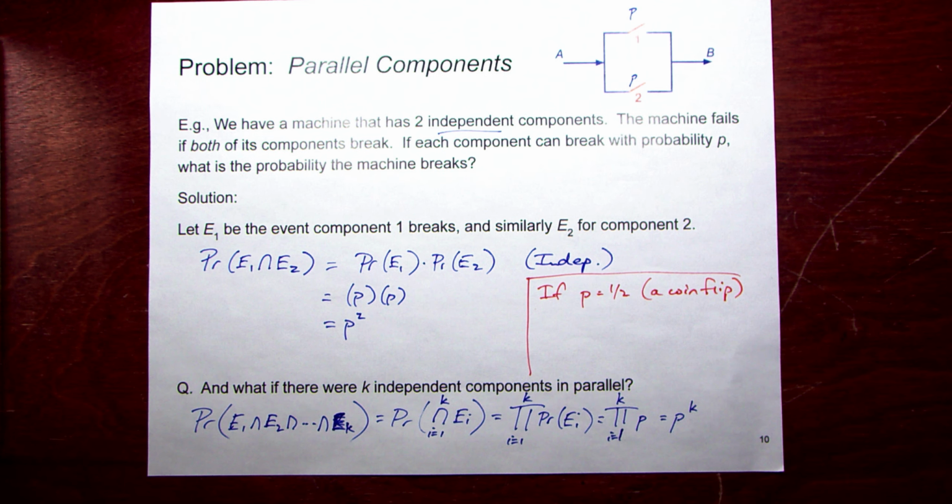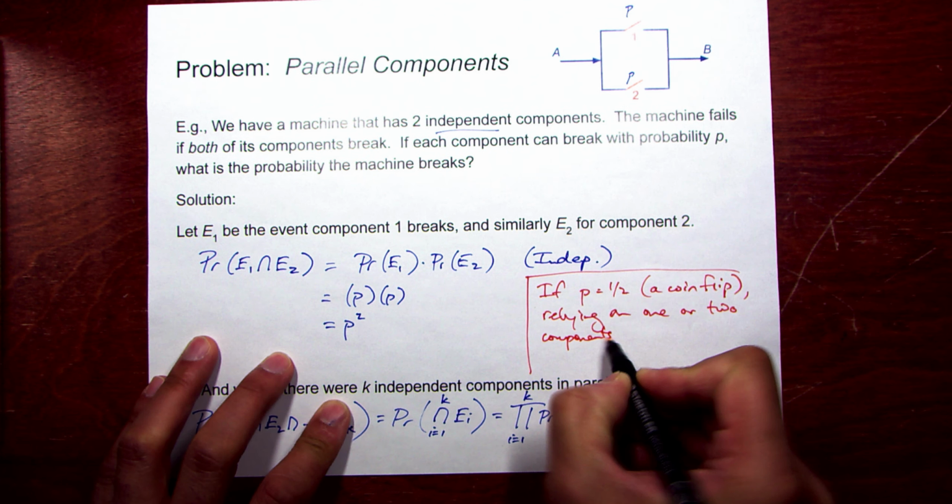You would probably not rely on one coin flip for your system to be reliable, right? And you might not even be happy with two coin flips, right? You have to lose both coin flips to lose, and that's 25%, right? And that doesn't feel very good for robustness. Okay, so if P is equal to a half, relying on one or two components might not be the most reliable.